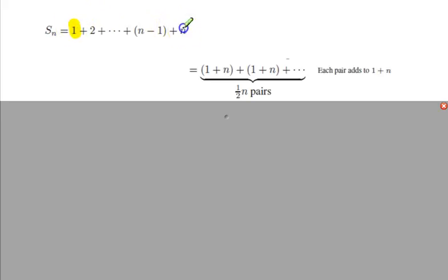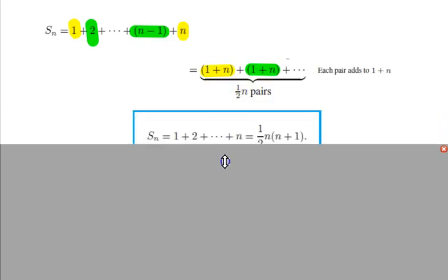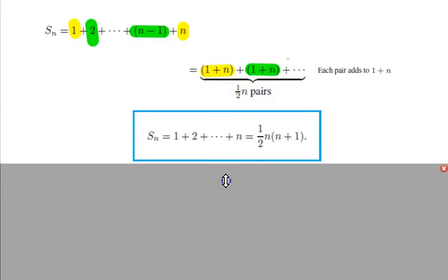Well, 1 plus n, the first and the last. 2 plus n minus 1, when I simplify it, that also becomes 1 plus n. And 3 plus n minus 2 also becomes 1 plus n. So we're going to basically have half of, since each of the n numbers is going to be used in a pair, we're going to have n over 2 pairs of 1 plus n. And so we end up with this expression to represent the sum of the numbers from 1 to n.